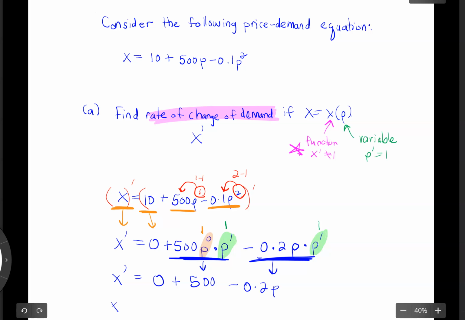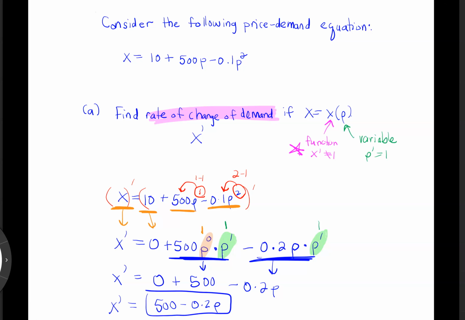Okay, so if I take the derivative of X, where X is a function and P is a variable, the derivative is just going to be 500 minus 0.2P. But what if the conditions change? Same equation, different conditions. Let's take a look.